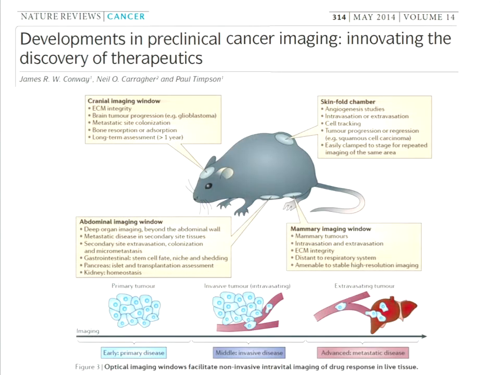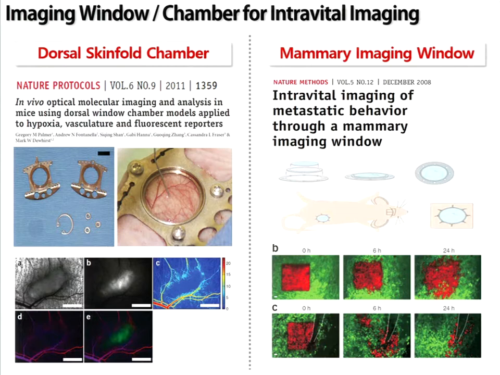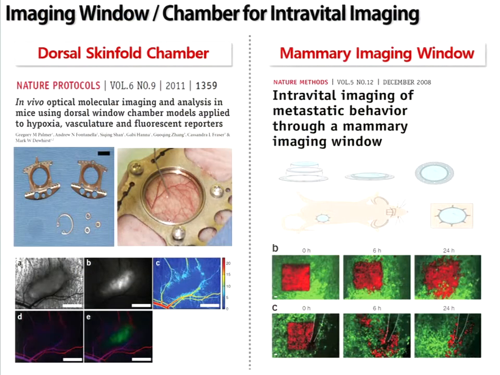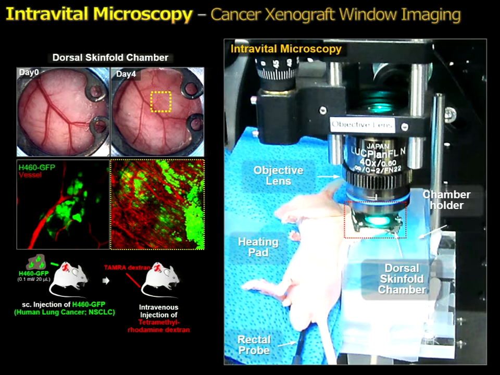And maybe some of you know that we can implant various window chambers to monitor the tissue or organ for a much longer time window, up to several weeks to several months. In my lab, we have implemented our own imaging chambers for brain, mammary tissue, and various abdominal organs or subcutaneous tissues. This is the very well-known technique, the dorsal skin fold chamber. We can image the subcutaneous tissue for a longer time period.